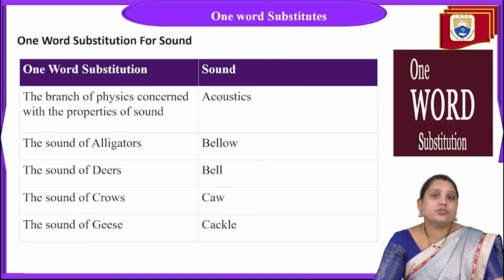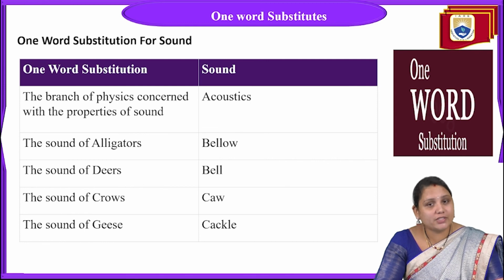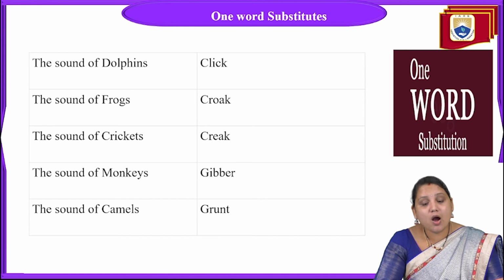Then, one-word substitutes for sounds. Now, let us see some one-word substitutes for sounds. Acoustics, a branch of physics concerned with the properties of sound. Next, bellow, the sound of alligators. Bell, sound of deer. Caw, sound of crows. Cackle, the sound of geese. Next, click, sound of dolphins. Croak, the sound of frogs. Creak, the sound of crickets. Gibber, the sound of monkeys. Grunt, the sound of camels.